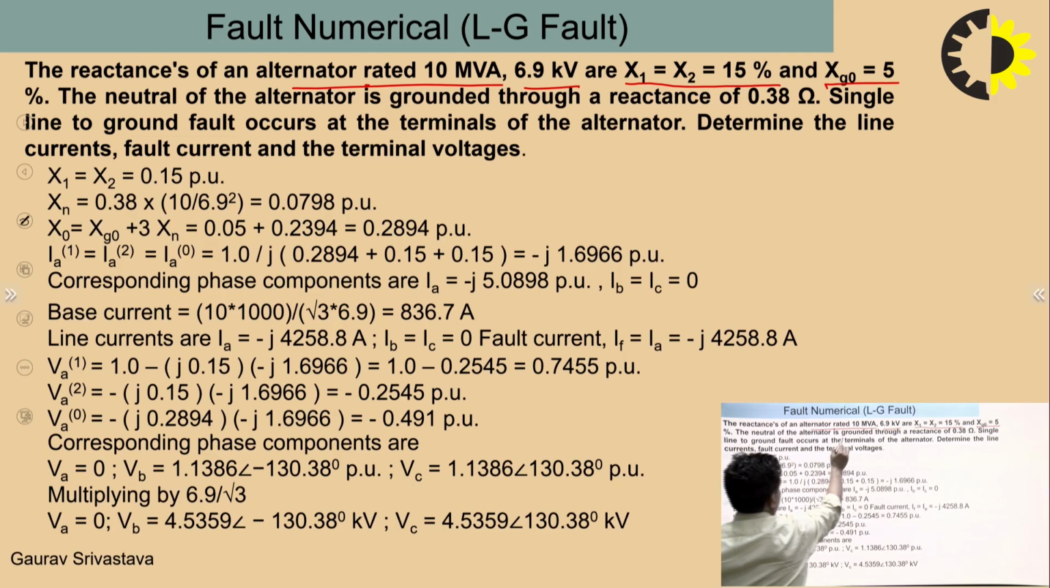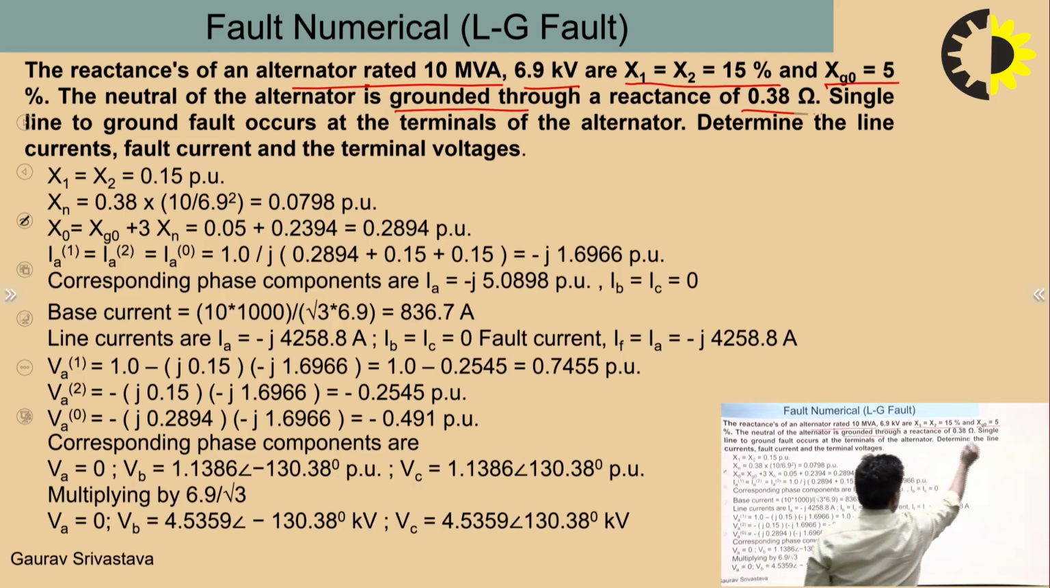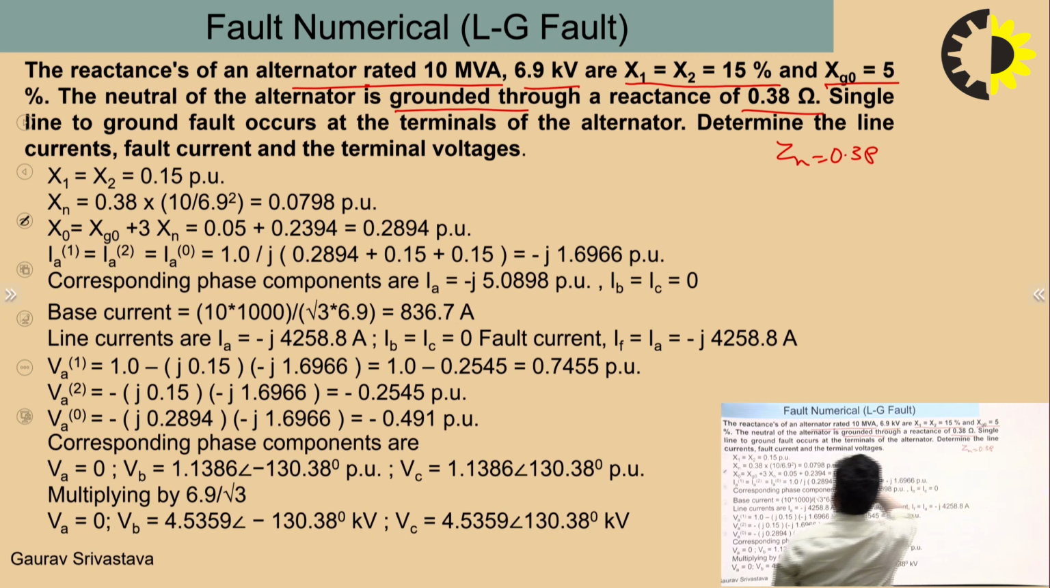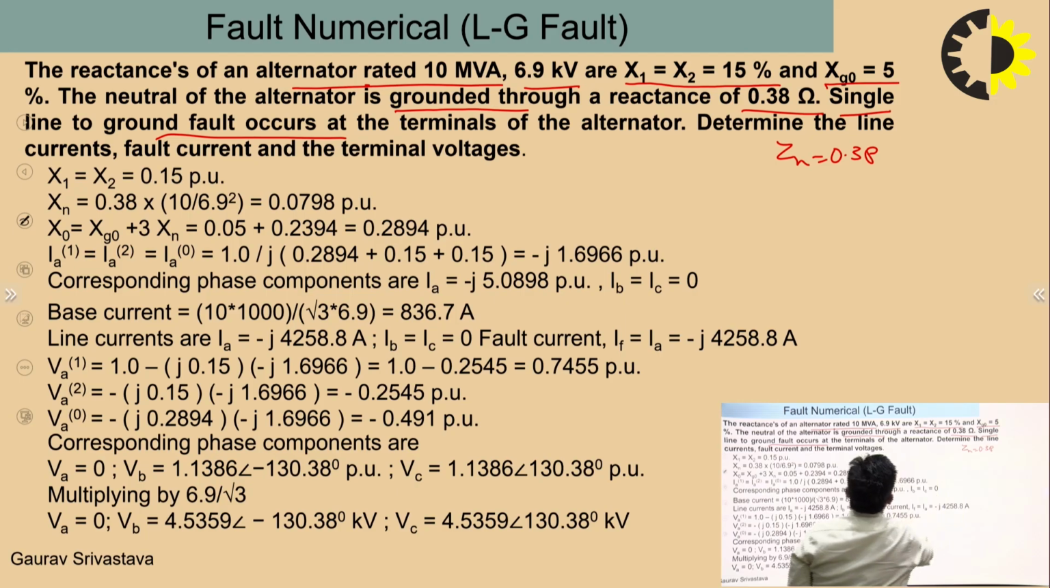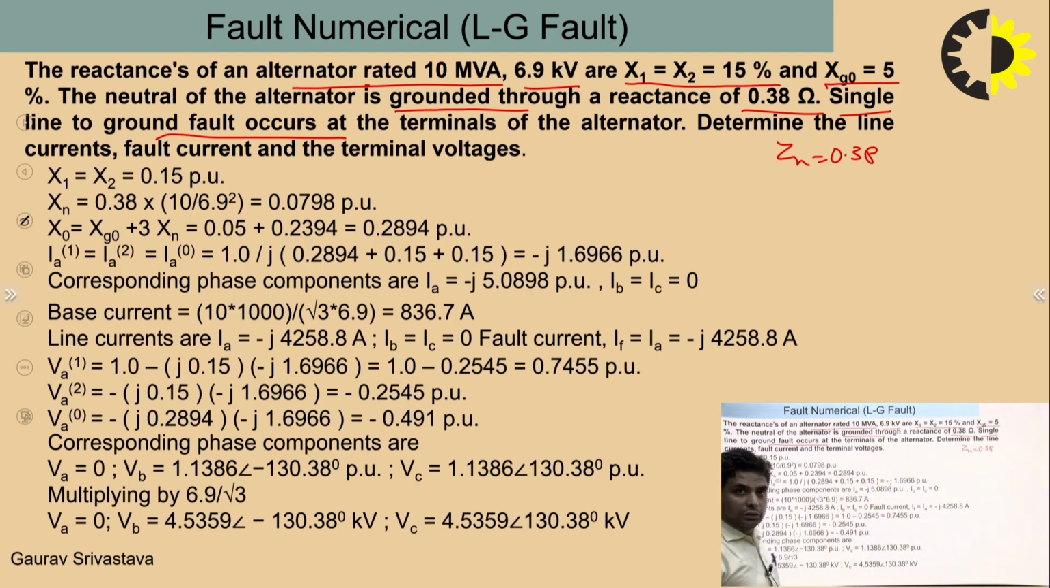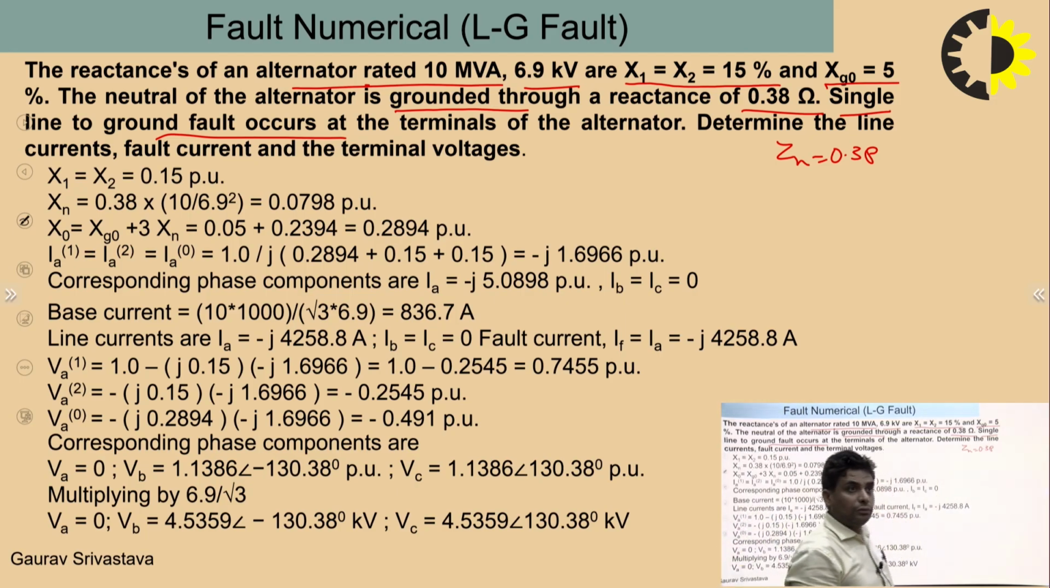The neutral of the alternator is grounded through a reactance. Here Zn is also given, that is 0.38. A single line to ground fault occurs at the terminals of the alternator. Determine the line currents, fault currents, and the terminal voltages also.